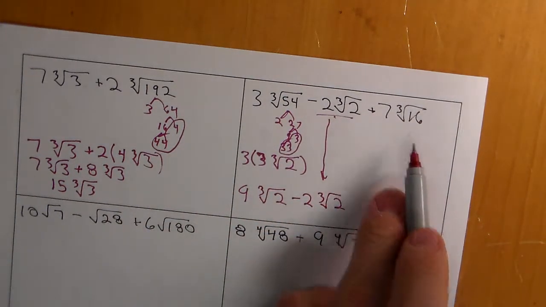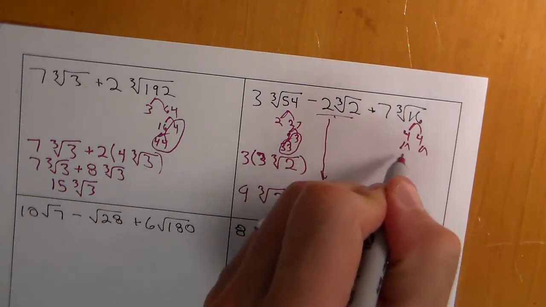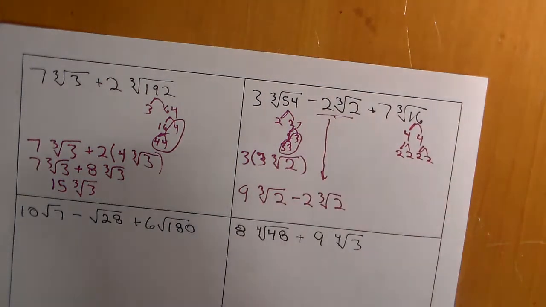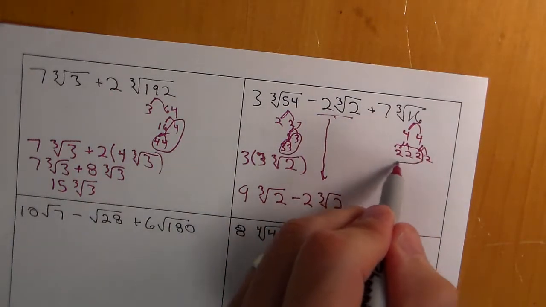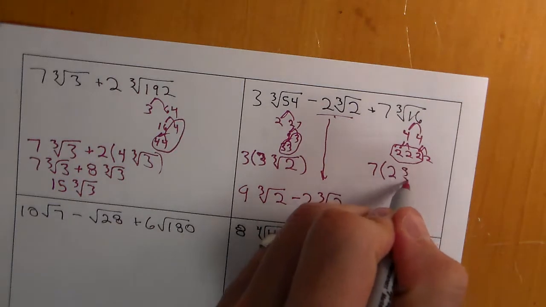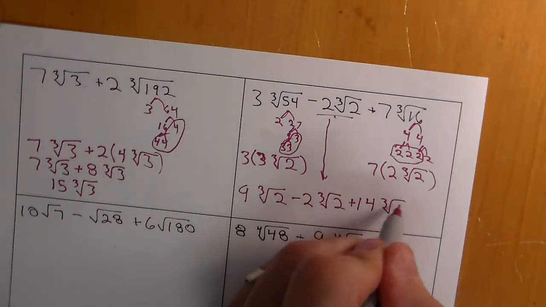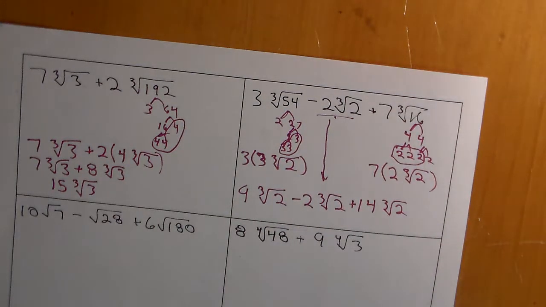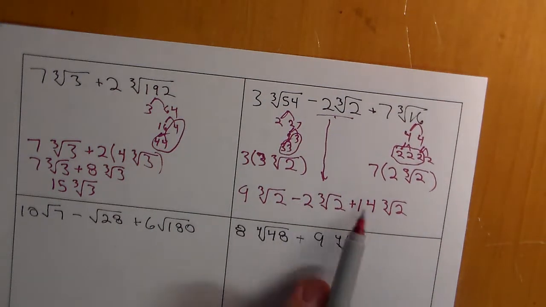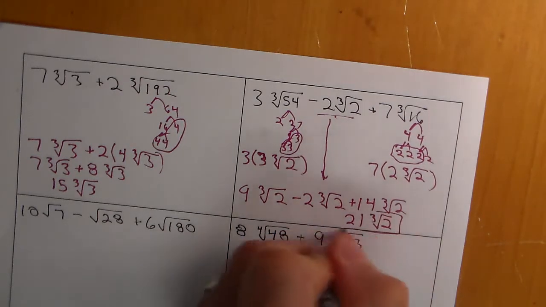And then I have to simplify our last term. 16 is 4 and 4, which gives me 4 2's. 3 of them I need. So this is going to become 7 times the quantity of 2 cube root 2, which becomes 14 cube root 2. Last thing I do is the coefficients. 9 minus 2 plus 14 gives me 21 cube root 2.